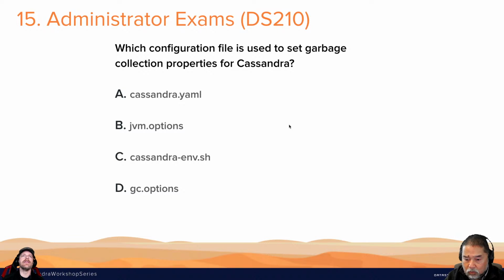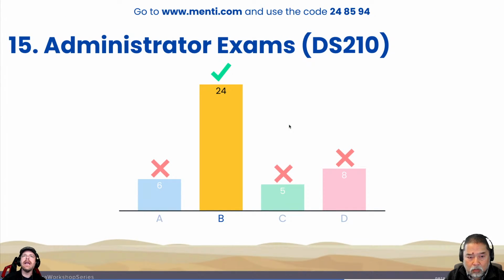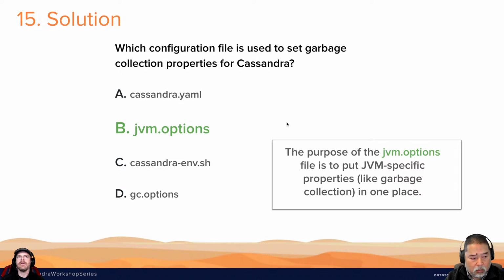Okay, it looks like the answers are in. Let's take a look. The correct answer here was B. I see we had some people who chose a few others. Cassandra YAML wouldn't have been a bad guess, because a lot of the configuration for Cassandra goes in Cassandra YAML. But JVM options is a separate file pulled out to segregate all the JVM related options like memory sizing and so on, and garbage collection. So JVM options is the correct answer in this one.